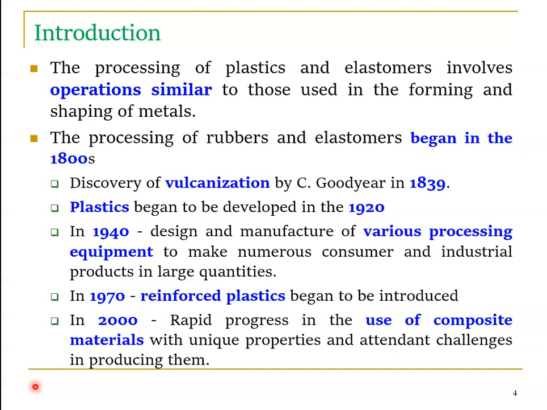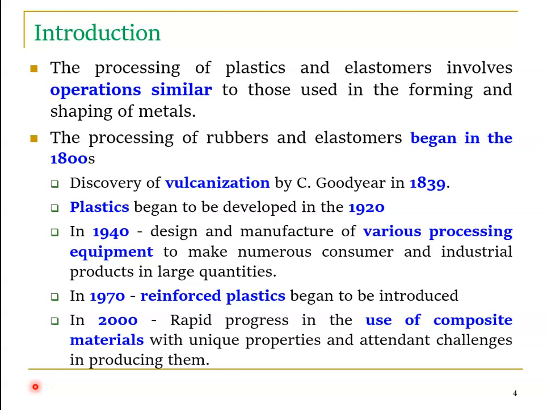The processing of rubbers and elastomers began in the 1800s, so in the 18th century itself it started. The discovery of vulcanization by C. Goodyear was in 1839, and plastics began to develop in 1920. So in 1920 itself they invented plastics. In 1940, various processing equipment was designed and manufactured to make numerous consumer and industrial products in large quantity. So first in 1920 plastics were manufactured, and in 1940 the products were fabricated.